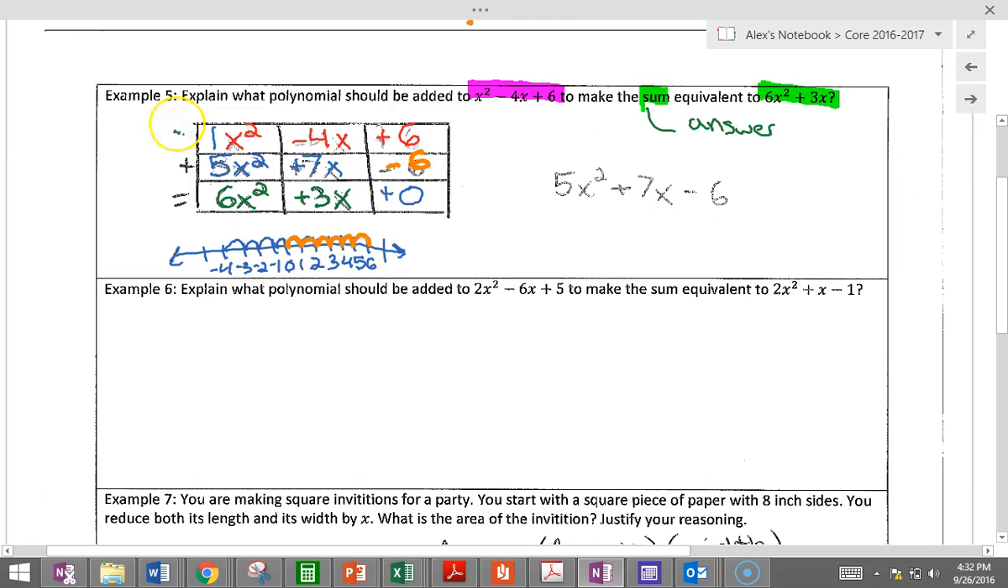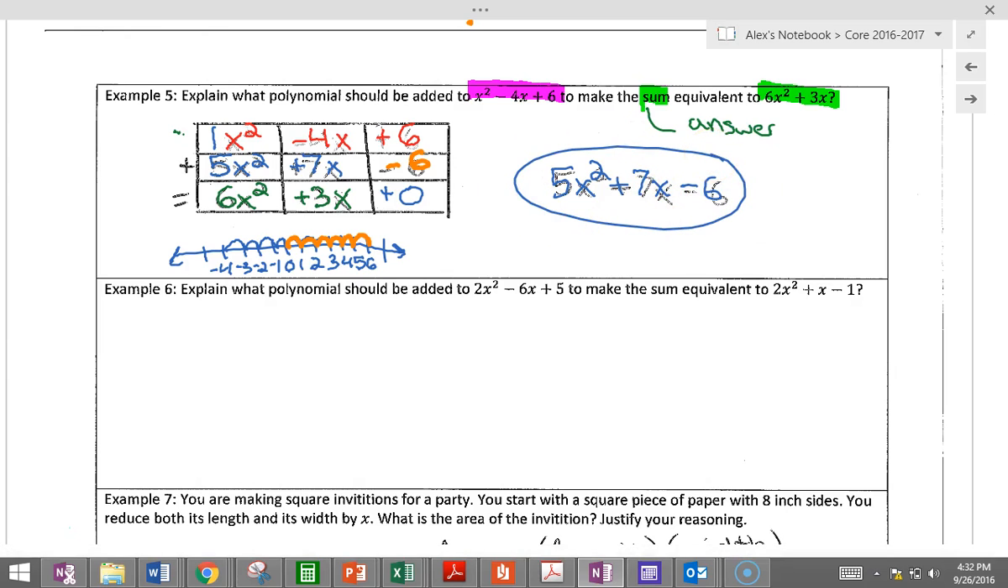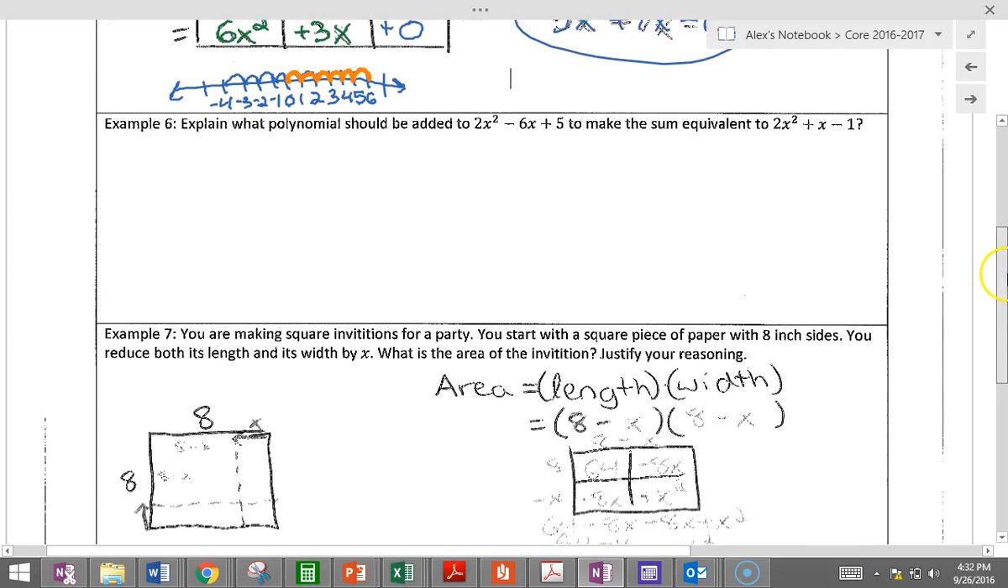And so that's what I get for my answer: 5x squared plus 7x minus 6. It's that missing polynomial in the middle. 5x squared plus 7x minus 6. That's my missing polynomial. Alright, let's look at example 6.